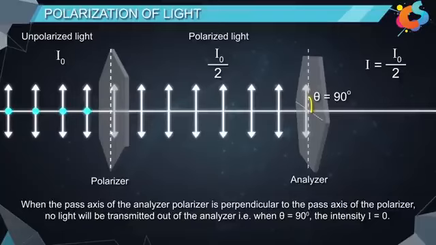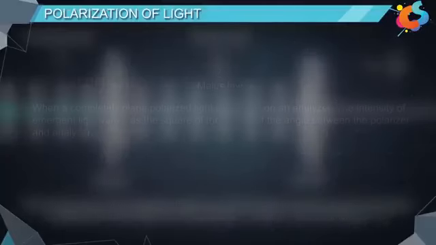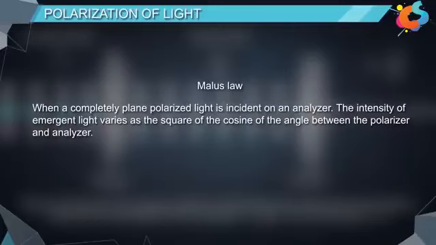Now, Malus' law states that when a completely plane polarized light is incident on an analyzer, the intensity of emergent light varies as the square of the cosine of the angle between the polarizer and analyzer. That is, I = I0 cos² theta.